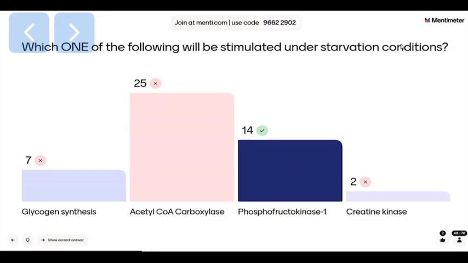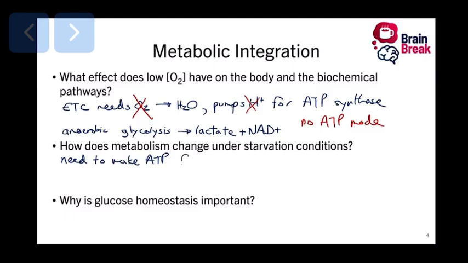Creatine kinase, we did talk a bit about how it can help make ATP, but it's a very limited store of phosphates, right? Creatine was that molecule that's in your muscle cells. It's a limited source. There's only going to be about a couple seconds of ATP. So if you're starving, you're really going to need to get all that energy from your fats, so from glycogen, fats, and eventually proteins too.